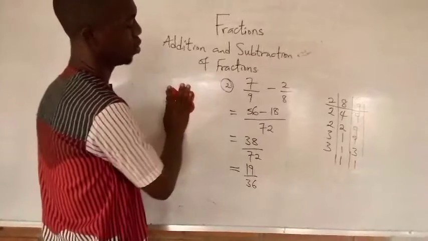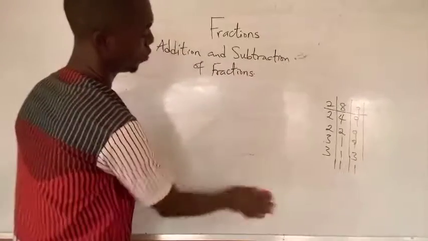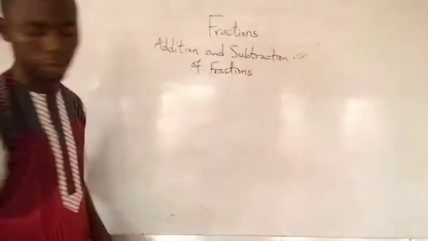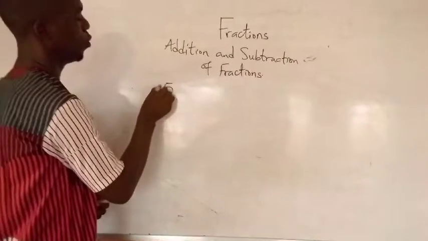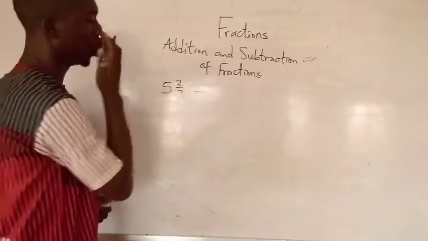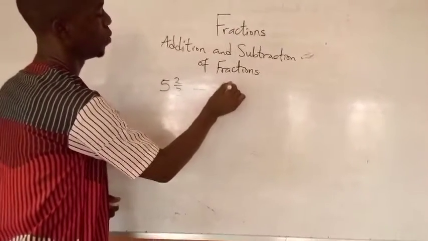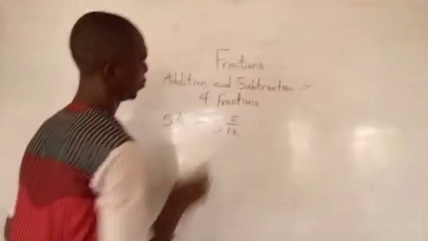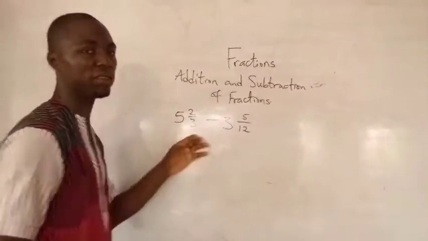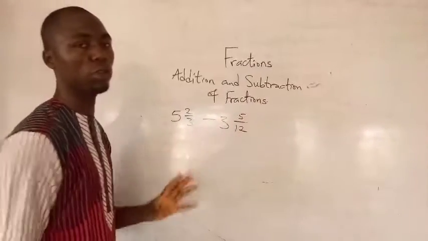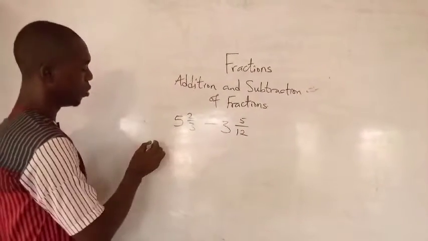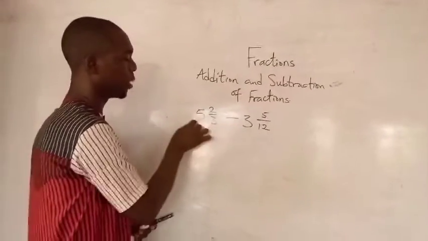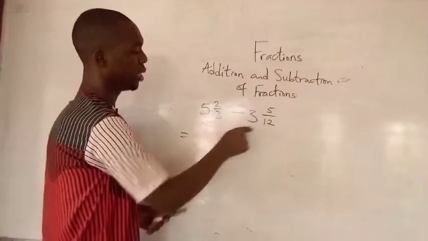But when we have mixed numbers, if the questions given involve mixed numbers, for instance, you have 5 whole number 2/3 minus 3 whole number 5/12. Now, if you look at this, 5 whole number 2/3 is a mixed number. 3 whole number 5/12 is also a mixed number. So the first thing we do is we subtract the whole numbers first. 5 minus 3 is 2.